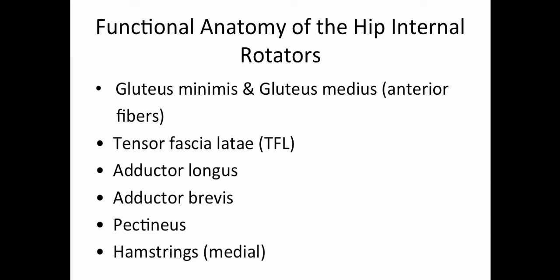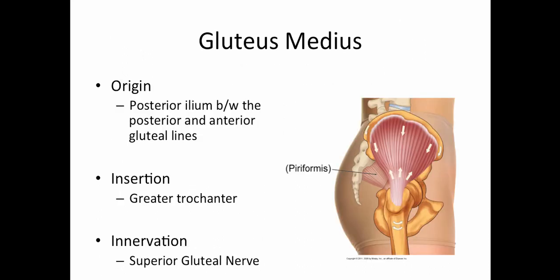Now the hip internal rotators. This includes the gluteus minimus and gluteus medius, the anterior fibers, the tensor fasciae lata, the adductor longus, the adductor brevis, the pectineus, and the hamstrings, just the medial hamstring. The gluteus medius originates on the posterior ilium and inserts on the greater trochanter.